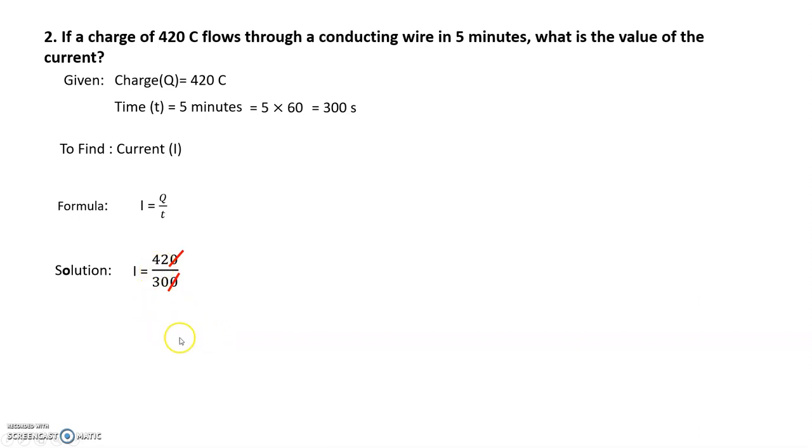Both are divisible by 6. So let's reduce it. 6 sevens are 42 and 6 fives are 30. So that's equal to 7 upon 5. Now when you divide 7 upon 5, you will get it as 1.4. Now it is current we have found and the unit of current is ampere, so we can denote it as A. So therefore the current flowing is 1.4 ampere or capital A you can write.